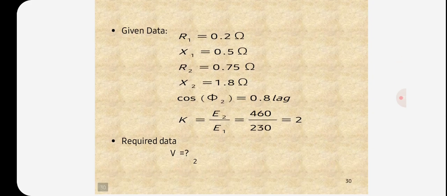So in this problem they have given R1 is equal to 0.2 ohm and X1 is equal to 0.5 ohm, R2 is equal to 0.75 ohm and X2 is equal to 1.8 ohm. So cos phi 2 is equal to 0.8 lag, K is equal to E2 by E1, that is equal to 460 by 230, so we will get 2. So required data: V2 is how much?